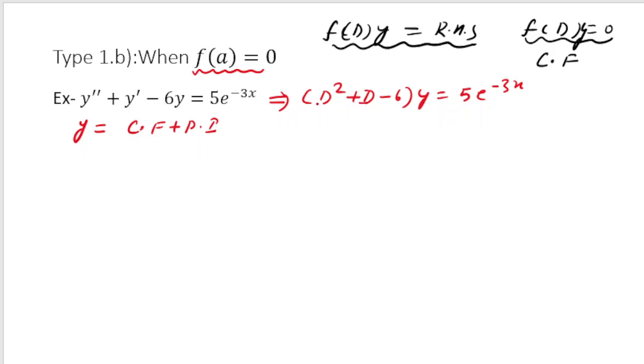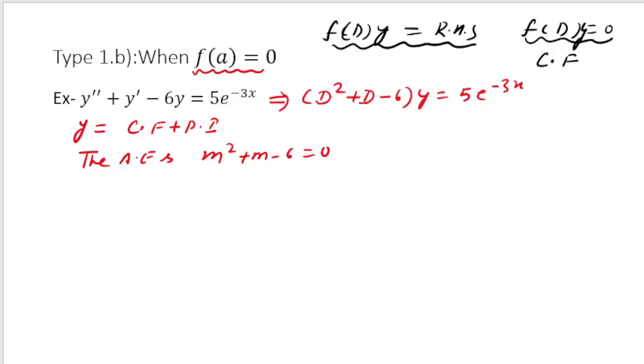In case you are not clear, then please do watch my previous video, video number 2 in this series. You will be able to understand. Now to find the CF, I have to write the auxiliary equation. So the auxiliary equation is m² + m - 6 = 0.